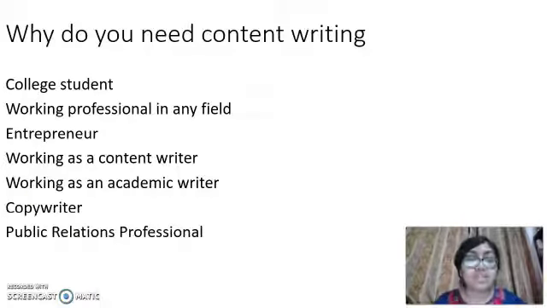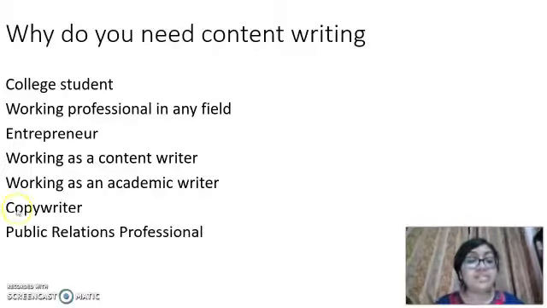You can work on writing research papers, you can work on research projects, you might be a researcher, you might be an academician, and if you don't know how to write well, that would be a huge problem. Last thing is copywriter. If you are working in the field of advertising and love to be part of a creative team, then you will be working as a copywriter.